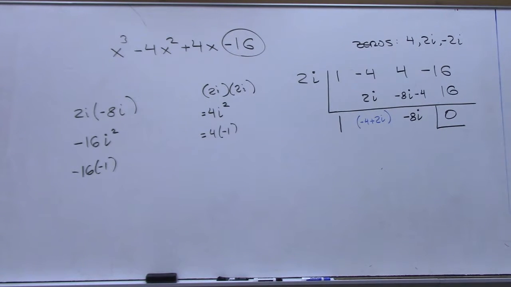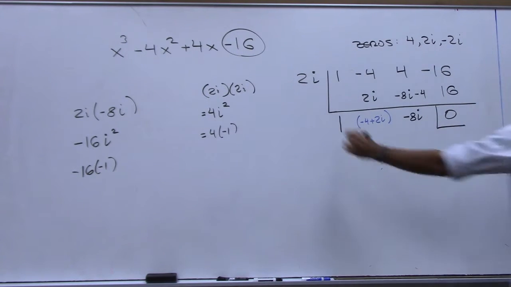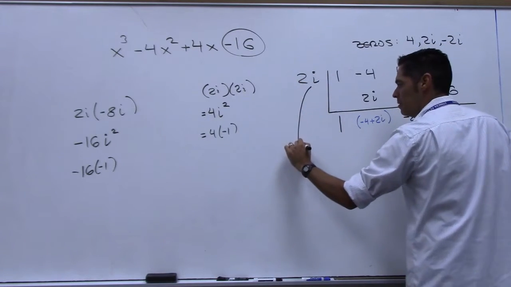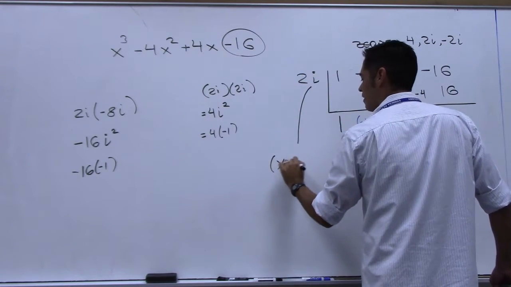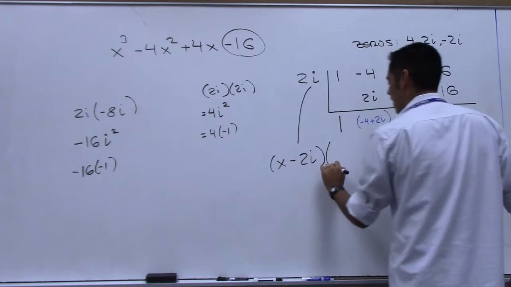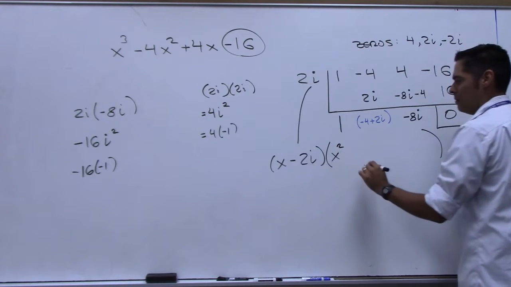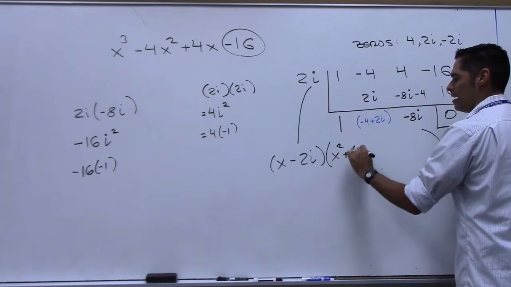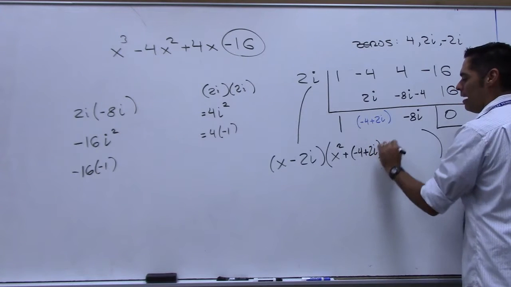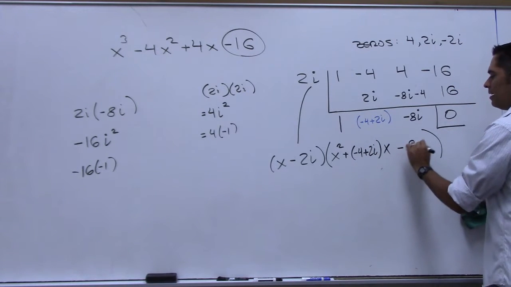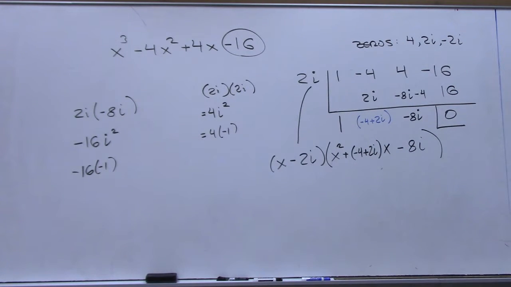But this next part sucks because that's supposed to mean we're supposed to be able to write this as x minus 2i, and then what? x squared. Oh, man. Plus negative 4 plus 2i x minus 8i. Isn't that what that's supposed to mean? And what the hell is that, right? So this starts to get pretty ugly. Do you agree that gets pretty ugly?